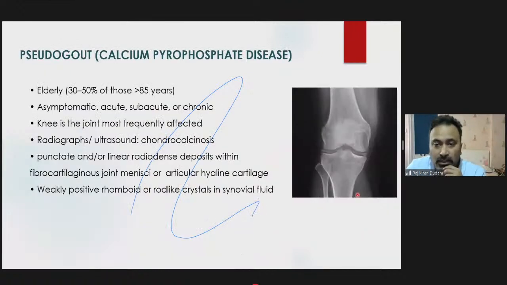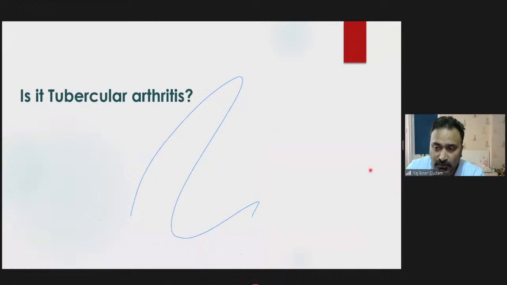So just one word about pseudogout. It is mostly seen in osteoarthritic joints, where you find the CPPD crystals which get deposited within the cartilage, and the episodes of inflammation come on and off. So when you see this kind of calcification of cartilage, you think of CPPD.